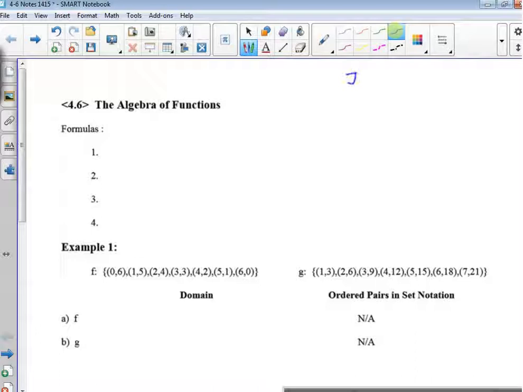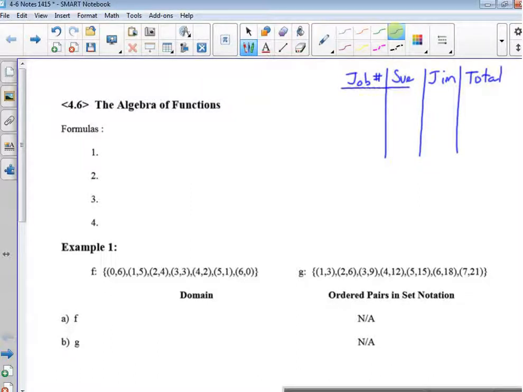Let's say you've got a job. So this is the job number, and you've got Sue doing her part of the job, and you've got Jim doing his part of the job, and you've got a total. So for the first job that they're doing, let's say this is the hours worked. Okay, so Sue, let's say she does 3, Jim does 4, the total is obviously 7. For job number 2, Sue works again for 3, Jim for 5, which gives you a total of 8. Okay, and you could go on for that.